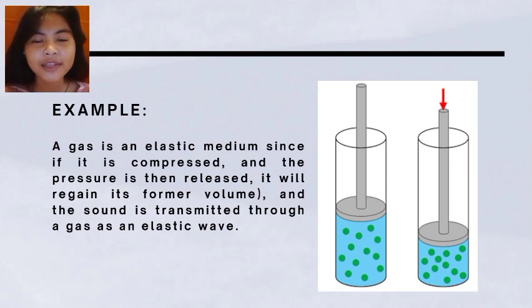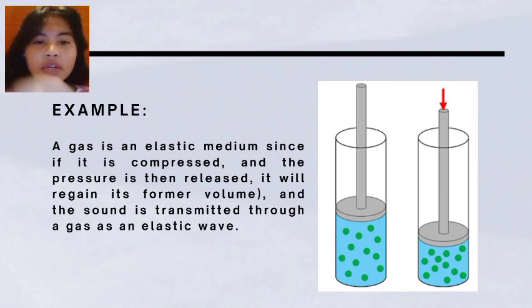So the example that we had earlier involves liquid, no? So gas is an elastic medium, since if it is compressed and the pressure is then released, it will regain its former volume, and the sound that is transmitted through a gas is an elastic wave. So the same thing as the liquid, no? After the deforming force has been released, or is not applied anymore, the properties of the gas return to their original ones.